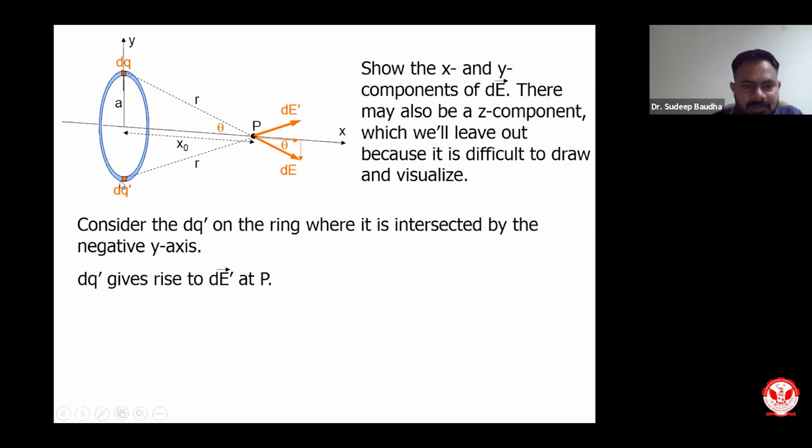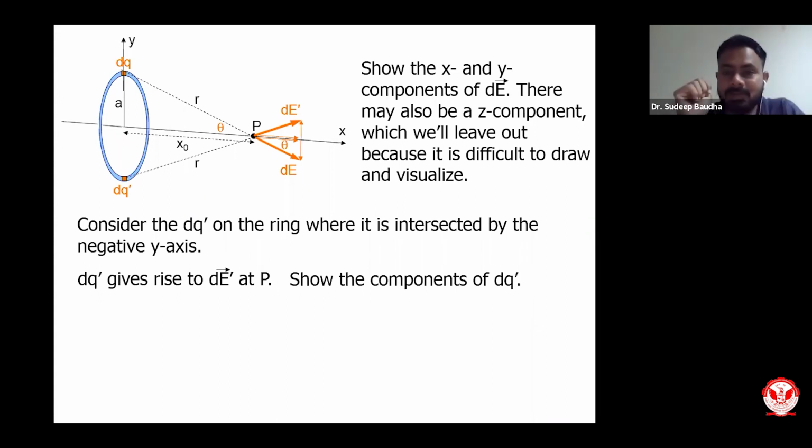Because of this dq', I have a small amount of electric field, that is dE', and it is pointed over here. Now let me show the components of dq'. It will also have an x component and a y component. The answer to my question that the y component will vanish should be very clear, because if I take the summation of this, then this y component is positive and this y component is negative. The overall effect of the y component will be 0. And that's why I was saying that the y component of the electric field will vanish.